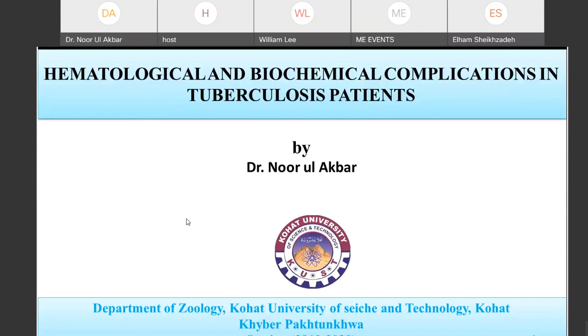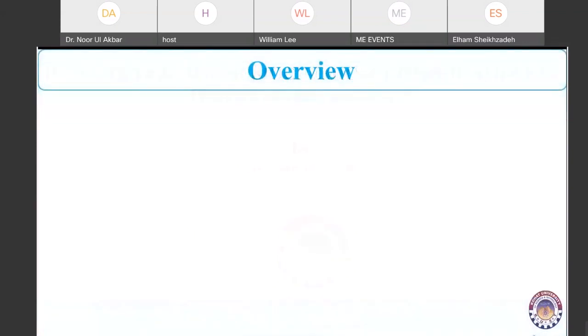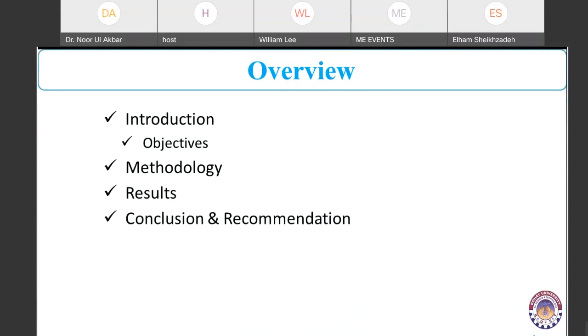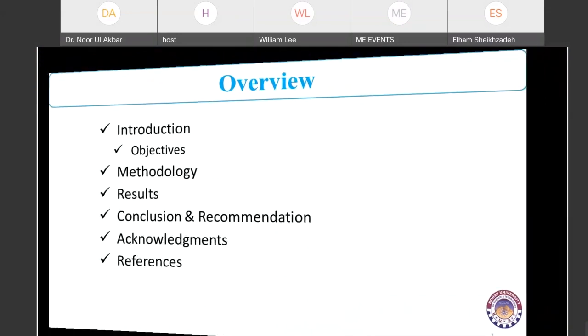some mutation. Before the finding of mutation, some clues and new points. The overview is the introduction, objectives, methodology, results, conclusion and recommendation, and acknowledgement and references.